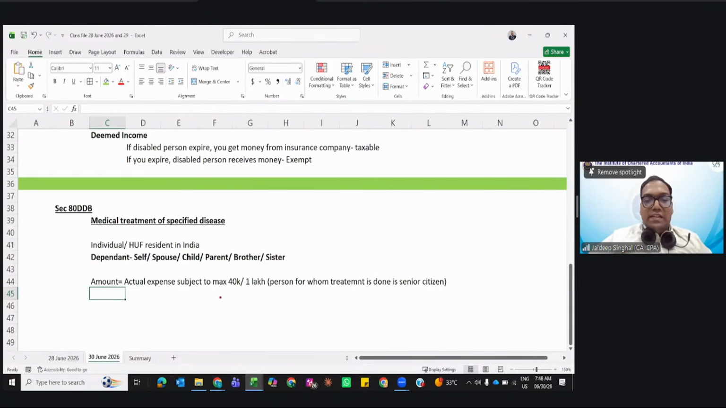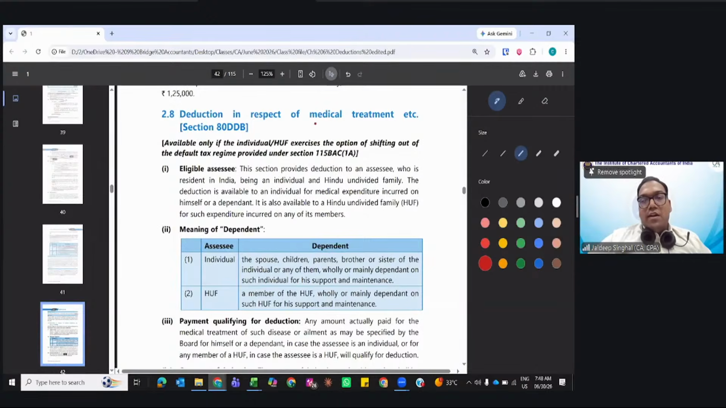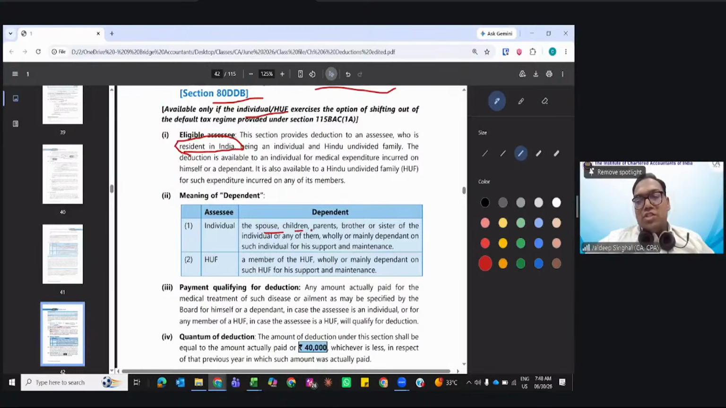It's very simple. Let's see it in the book. It is for the medical treatment again. That was for disability. Now it is not for disability, it is for specified disease. Individual or HUF, resident in India. The deduction is available to an individual for medical expenditure incurred on himself or dependent. It is also available to HUF for any of its members. It is for the spouse, children, parents, brother, sister of the individual or any of them wholly or mainly dependent on such individual for its support or maintenance, or a member of HUF.